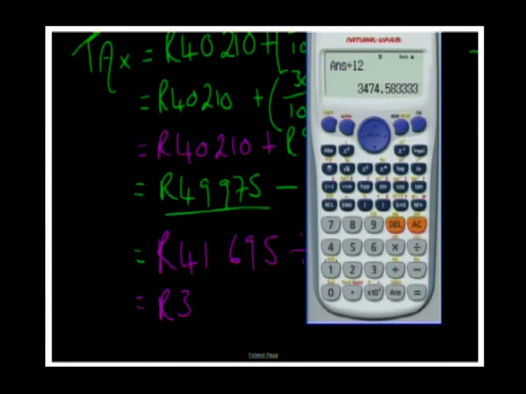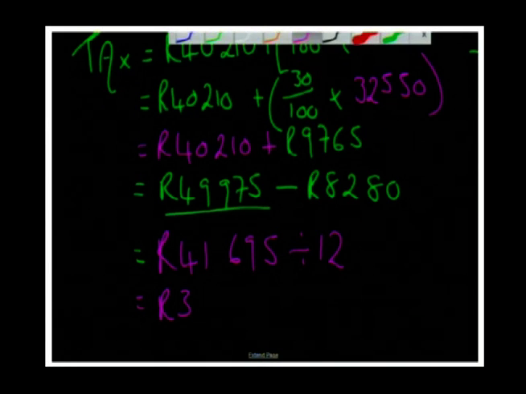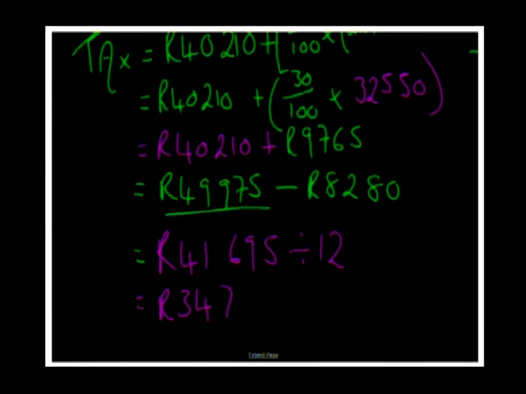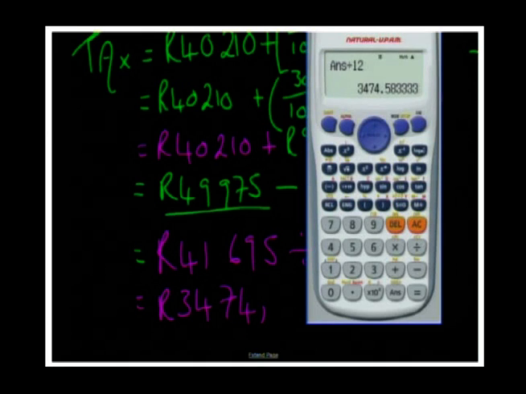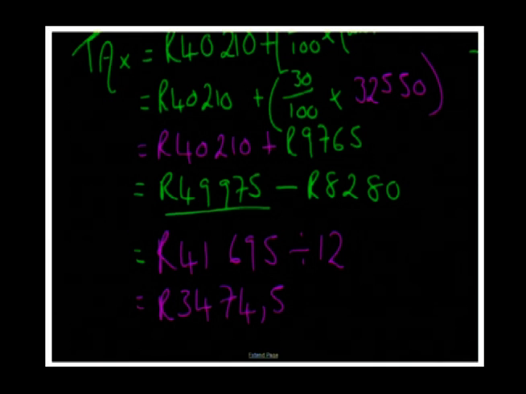3474, comma, 583, so we're going to round it to 58. Now, folks, again, why are we rounding to 2 decimal places? We're rounding to 2 decimal places because we're dealing with money. And when we deal with money, we know it's always rands and cents, and there are 100 cents. So it's got to be those 2 decimal places. So that's the amount of money, 3,474 Rand and 58 cents. That's what I'm paying for tax every single month.